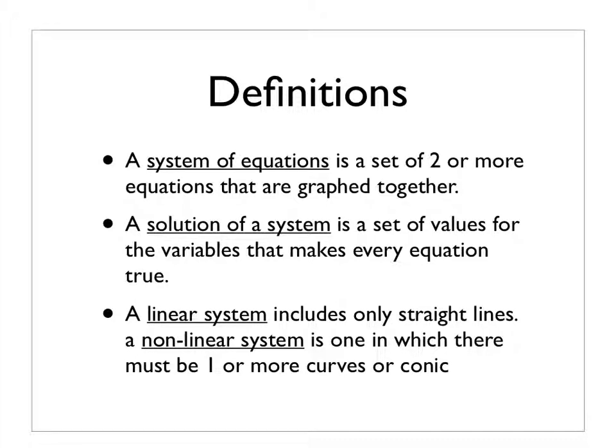A system of equations is a set of two or more equations that are graphed together. The solution of a system is the set of values for the variables that makes every equation in the system true. Usually that's an ordered pair where the two lines cross. A linear system includes only straight lines. A nonlinear one is one where there's going to be one or more curves or conic sections.